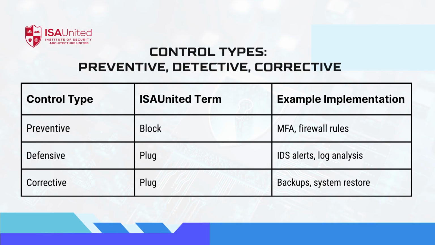Control types: preventive, detective, corrective. Every control we use falls into one of three types. Preventive controls, what we call block, stop incidents before they happen. Detective controls, one form of plug, identify incidents quickly. Corrective controls, another form of plug, help restore systems and data after an incident. Keeping this classification in mind ensures you design defense-in-depth measures properly.